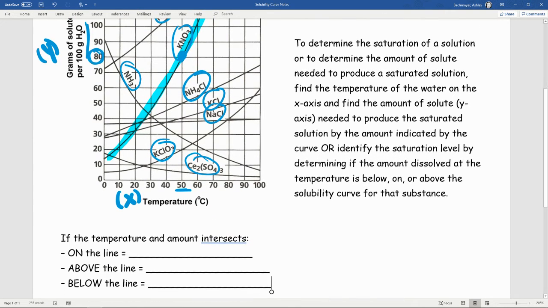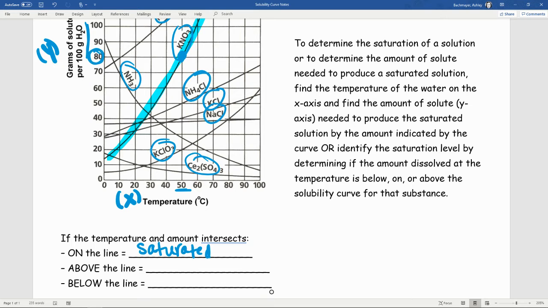If the temperature and amount intersect on that line, like it did here for the 50 degrees Celsius and 80 grams, that is what we call a saturated solution, which means it has the exact amount it's supposed to have.